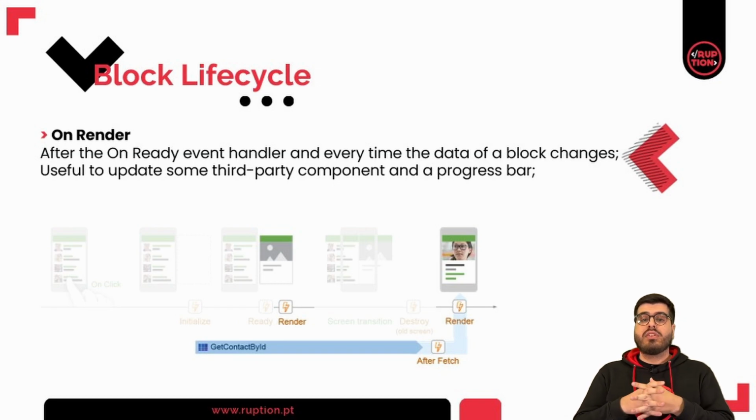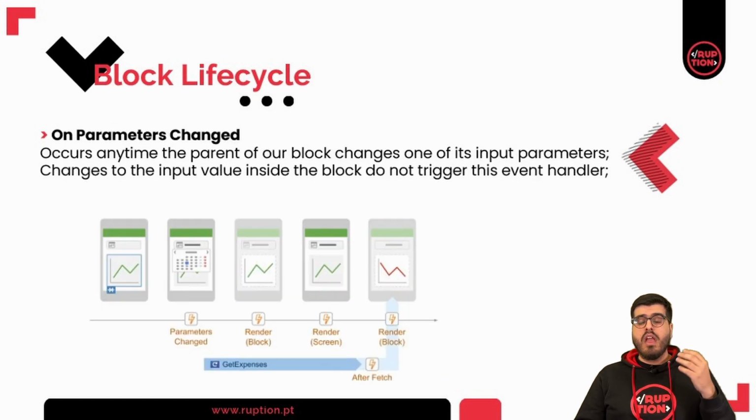OnRender occurs right after the OnReady event handler and every time the data of a block changes. You can use it to update some third-party components such as a progress bar. OnParametersChanged occurs any time the parent of our block changes one of its inputs. Changes to the input value inside the block do not trigger this event handler. You can use it to react to changes and refresh an aggregate or data action that depends on that input parameter, or recalculate a variable that depends on the same input parameter for this instance.